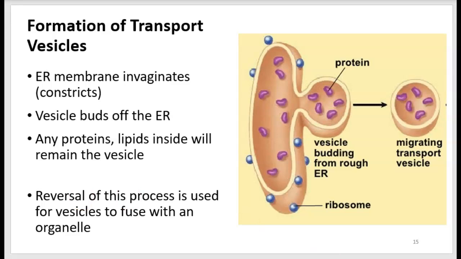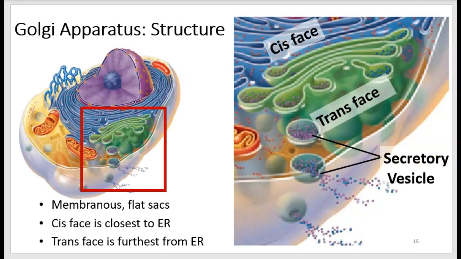So let's look at the Golgi so we see the process of this migrating transport vesicle going to the Golgi apparatus. So first, the structure of the Golgi apparatus. It's shown here in green, and it's a series of hollow flattened sacs stacked on top of each other. Usually 3, but it varies. The side closest to the ER is called the cis face, and the side facing the outer cell membrane is called the trans face.